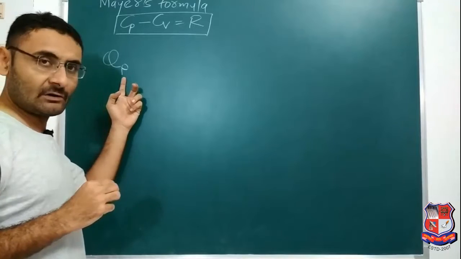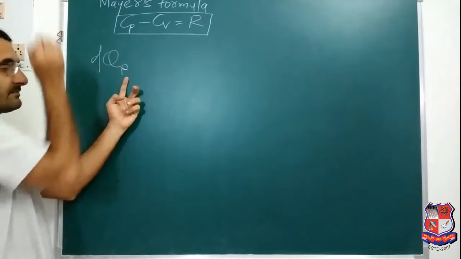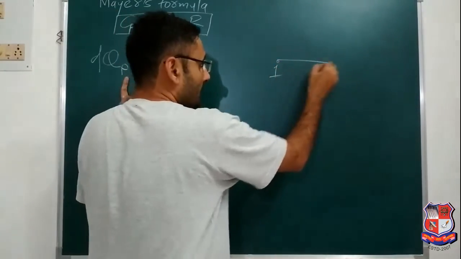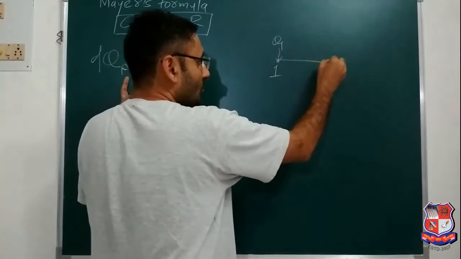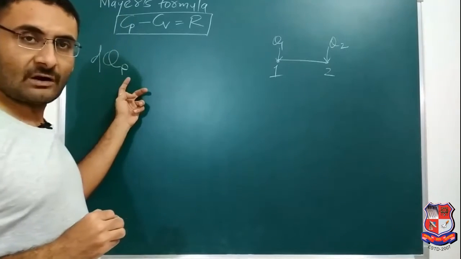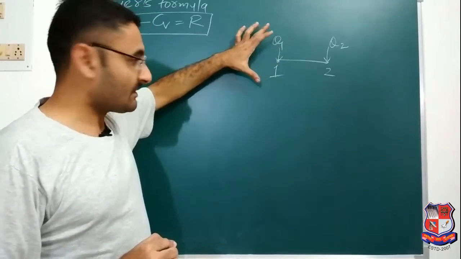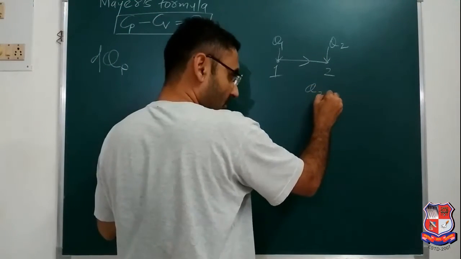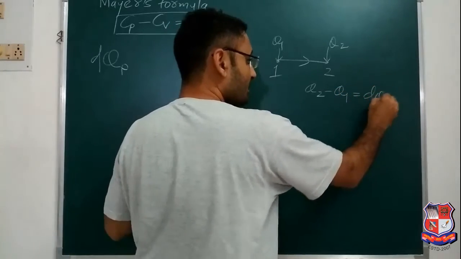Heat is applied at a constant pressure, but process means d. As I told you, suppose at point 1 the amount of heat is Q1, and at point 2 the amount of heat is Q2. In the process from 1 to 2, the amount of heat is the heat at point 2 minus the heat at point 1, which equals dQ.